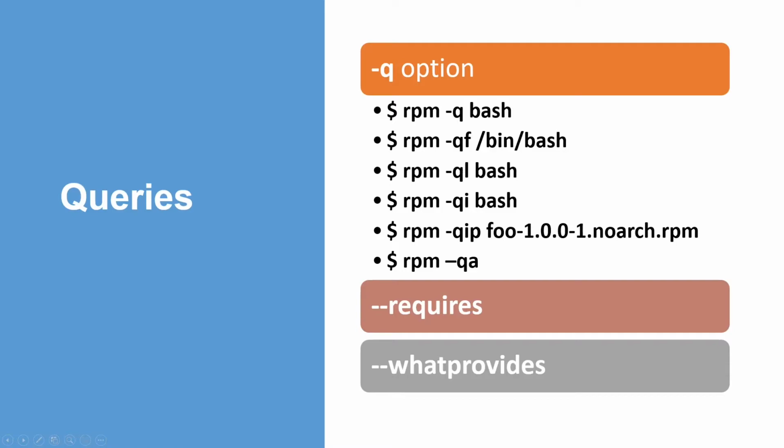Queries. All RPM inquiries include the -q option, which can be combined with numerous other query options. -f allows you to determine which package a file came from. -l lists the contents of a specific package. -a, all the packages installed on the system. -i, information about the package. -p, run the query against the package file instead of the package database, right?